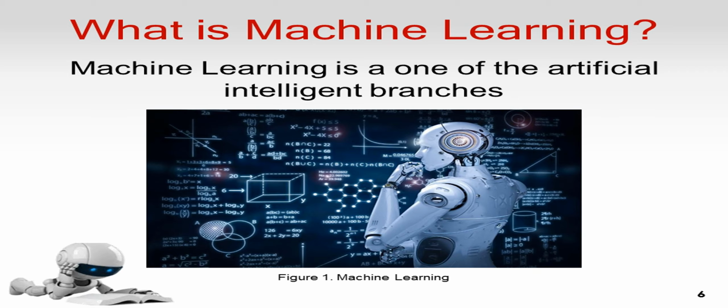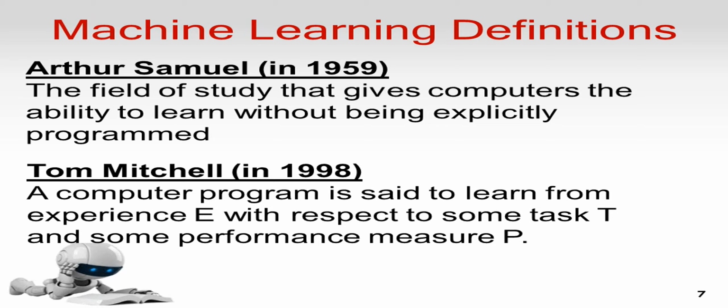So there are some definitions of machine learning. The first definition is by Arthur Samuel. Arthur Samuel in 1959 defined machine learning as the field of study that gives computers the ability to learn without being explicitly programmed. But Tom Mitchell in 1998 defined machine learning as: a computer program is said to learn from experience E with respect to some task T and some performance measure P.